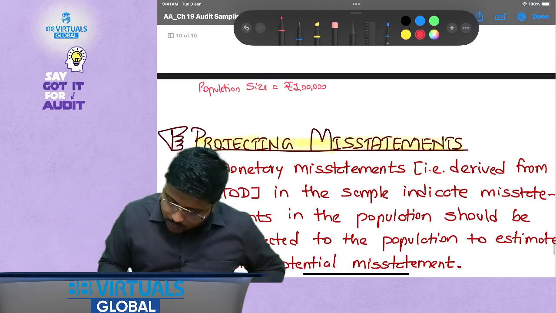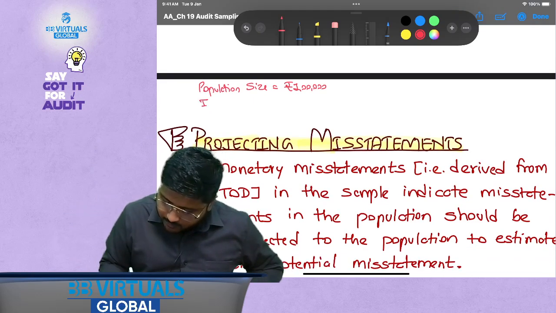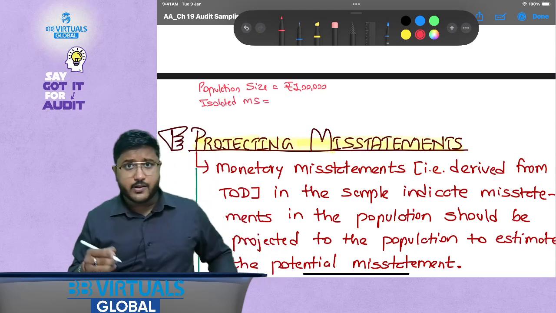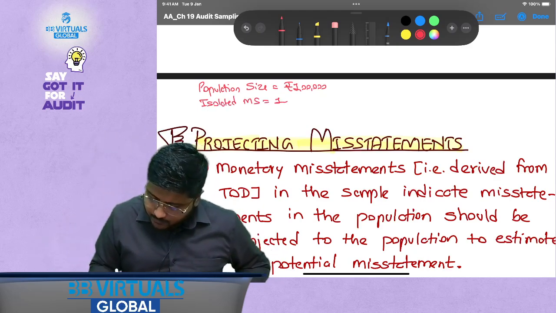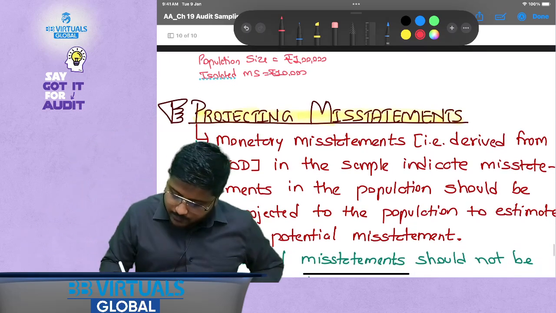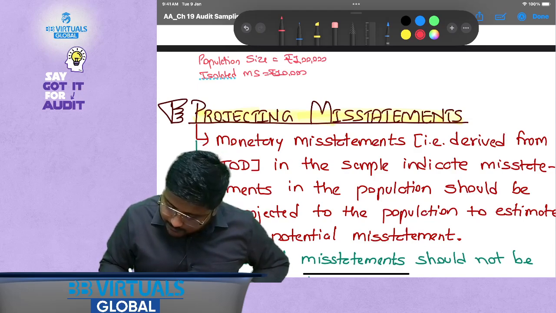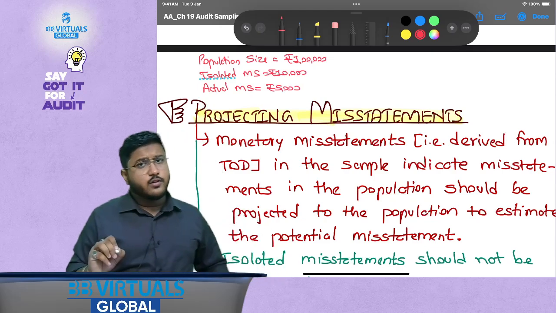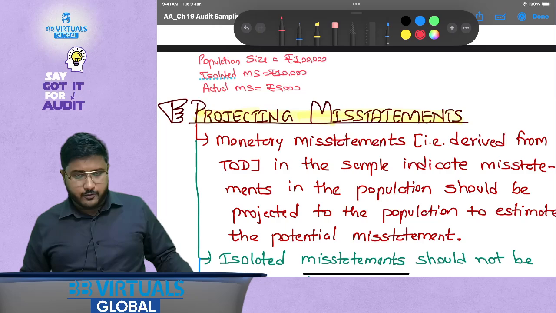Now you have said that isolated misstatements, MS stands for misstatements. Isolated misstatements is say 10,000. Okay, you have identified that actual misstatements other than isolated, of course, actual misstatements are say 5,000.